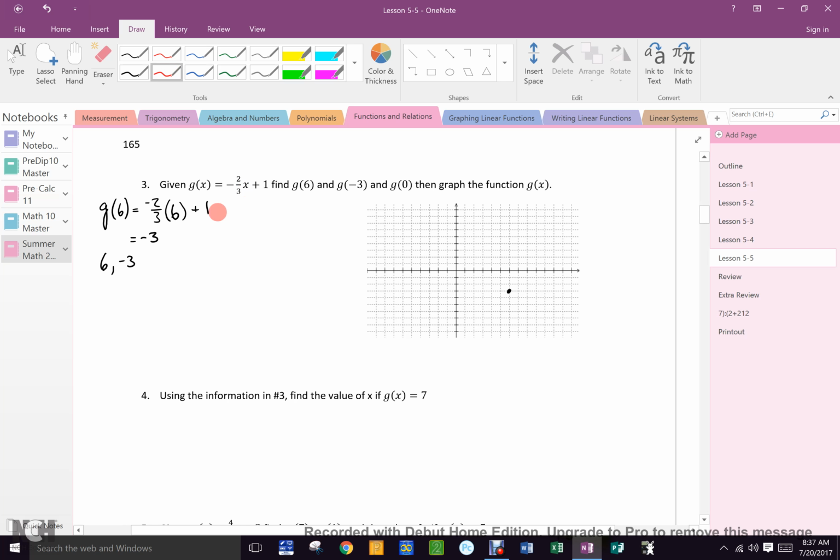What is the next input? g of -3. So what do I write? What happens to those 3's? Cancel out. So I have -2 plus 1, which is -1. What is the ordered pair? -3, -1. So I go to -3, and down to -1.